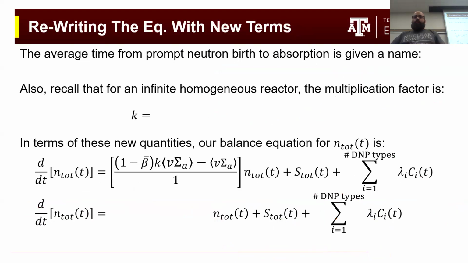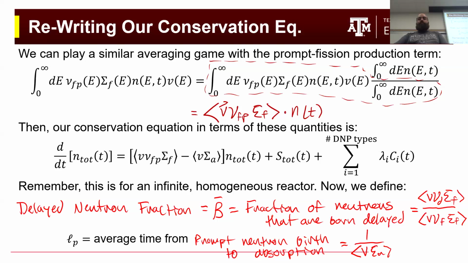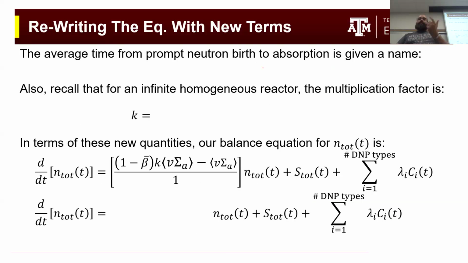So in terms of finishing rewriting our equations, we just want to give ourselves the ability to say that this average time from prompt neutron birth to absorption, we give it a name, L_P, and you can call it the prompt neutron lifetime.